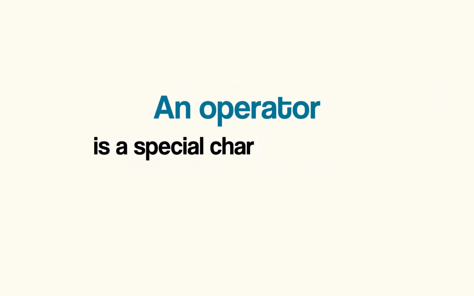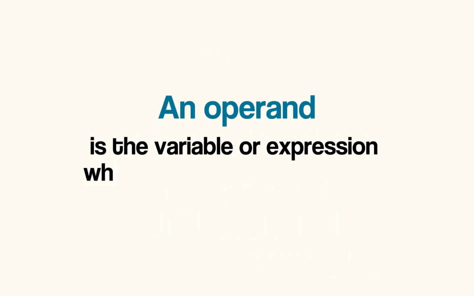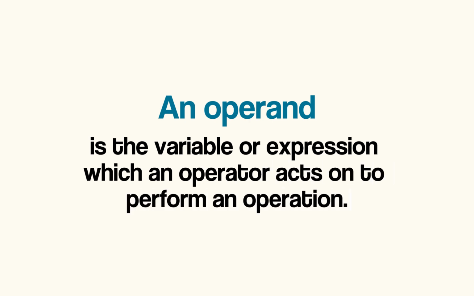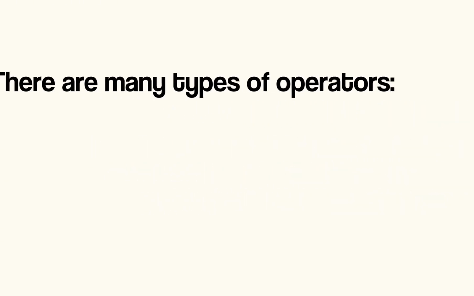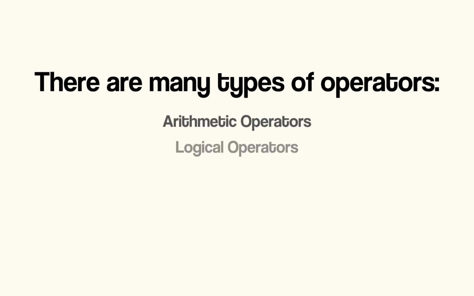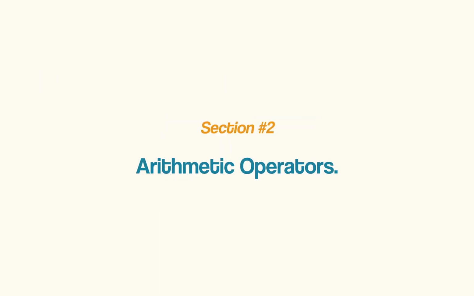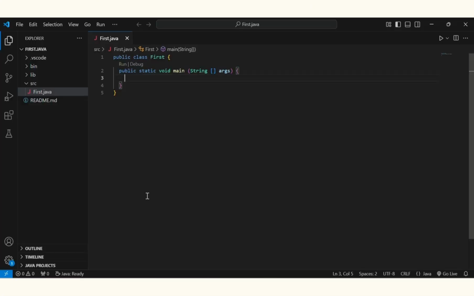An operator is a special symbol which allows an operation to be performed. An operand is the variable or expression which the operator acts on to perform this operation. We have many types of operators, including arithmetic operators, logical operators, and relational operators. There are more, but for now we'll be focusing on these three. An example of operands could be the variables x and y. Let's assign values of 2 and 3 to them respectively.